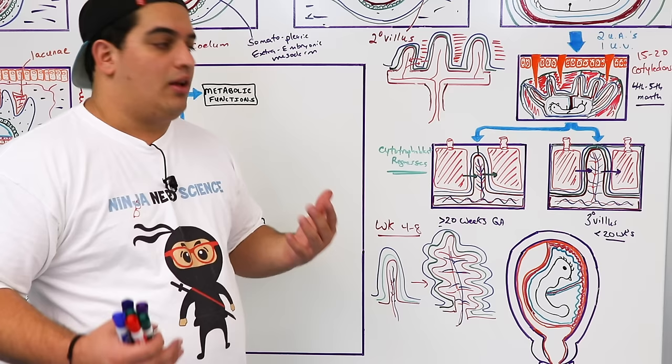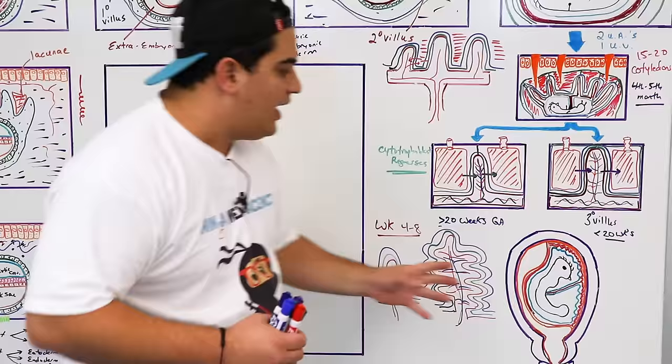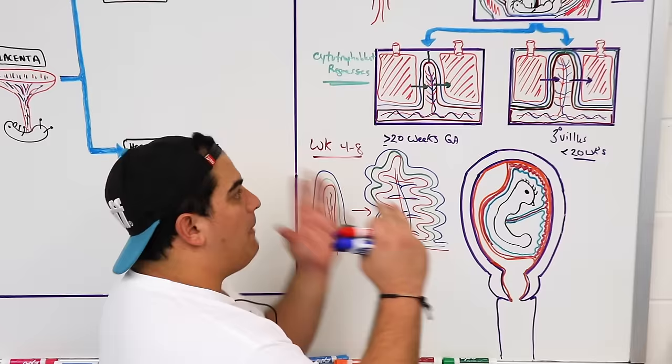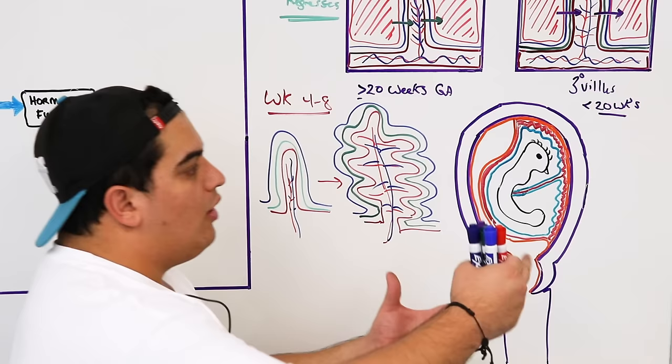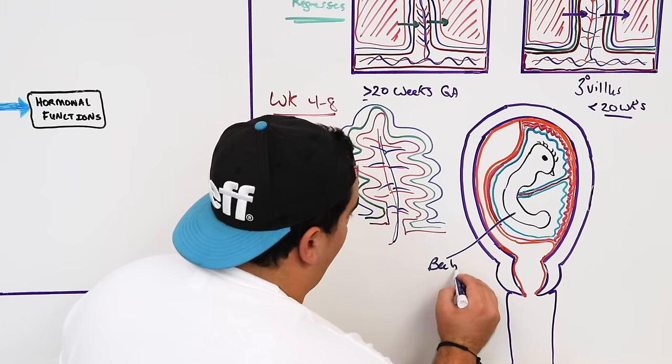Capiche? All right. The last thing we have to talk about, before we get into the basic functions, is these linings. I want you to be aware of them, because we're talking about this in a very zoomed in, microscopic view, but I want you to get an idea of what it looks like from a bigger view, okay? So here we have the uterus. And inside of the uterus, you have the baby, right?